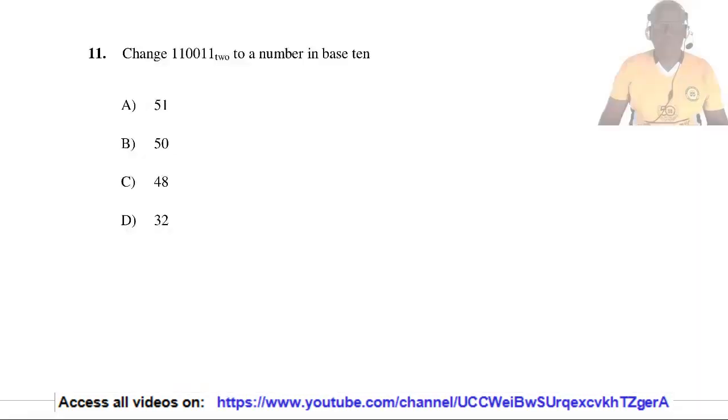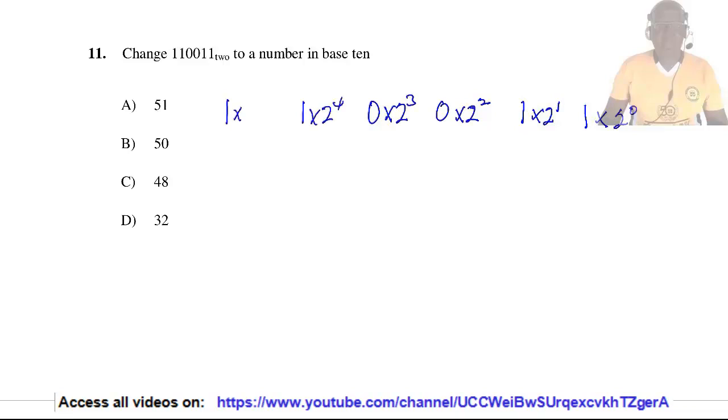Question 11. Change 110011 in base 2 to a number in base 10. That is 1, 1, 0, 0, 1, 1. Since it's base 2, we shall multiply by 2 raised to the power 0, 2 raised to the power 1, 2 raised to the power 2, 2 raised to the power 3, 2 raised to the power 4, 2 raised to the power 5, and then add them.